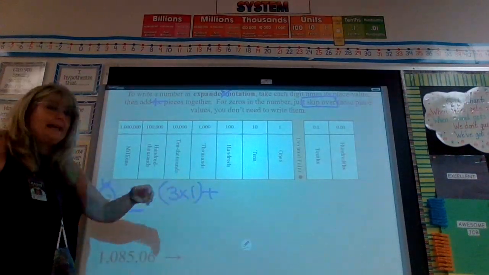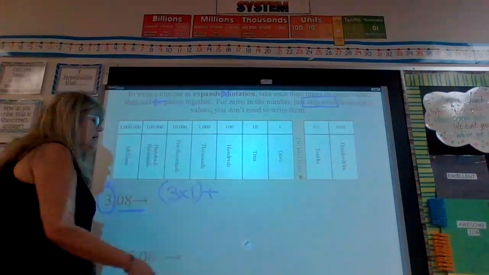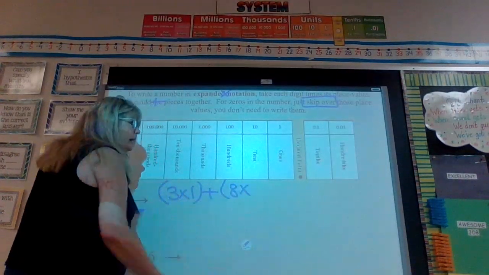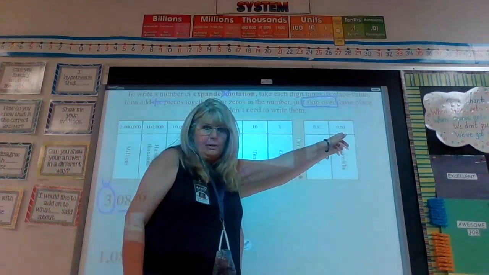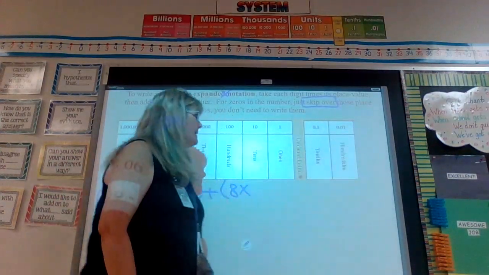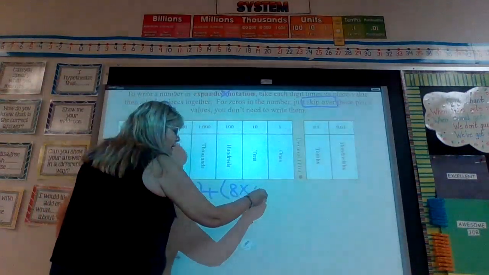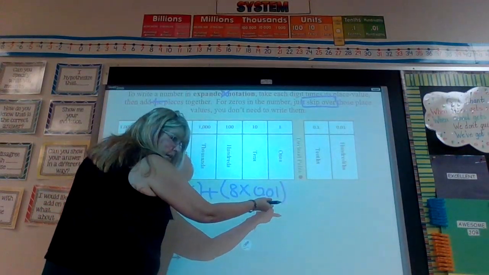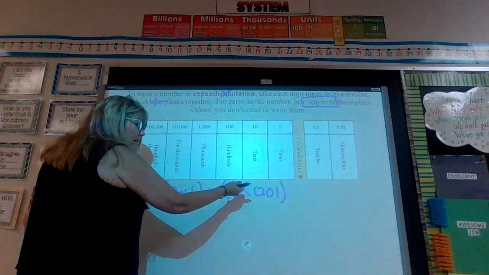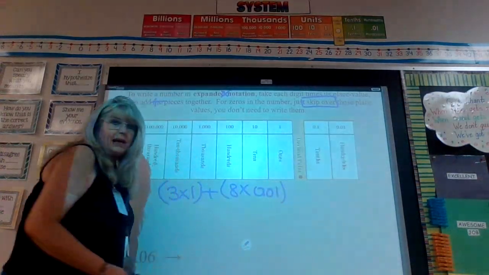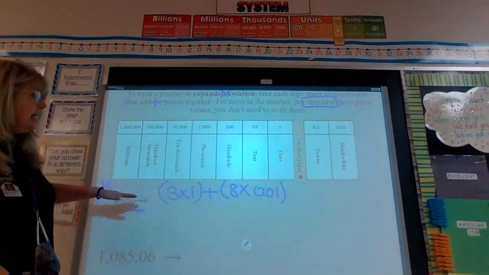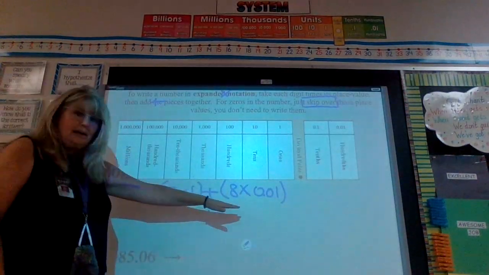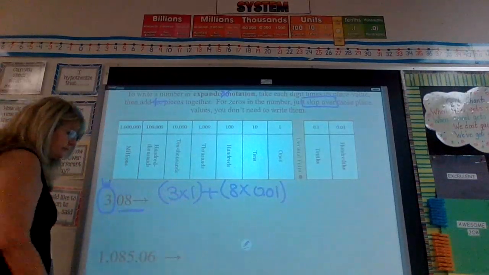Well, you're going to take what the number is. So the number is 8. You're going to multiply it by what the value or what that place represents. Well, when I look at it, that says 100. So when I multiply 8 times 100, I get 8 hundredths. And that's where you get that answer right there. So this is 3 and 8 hundredths. Let's look at the next one.